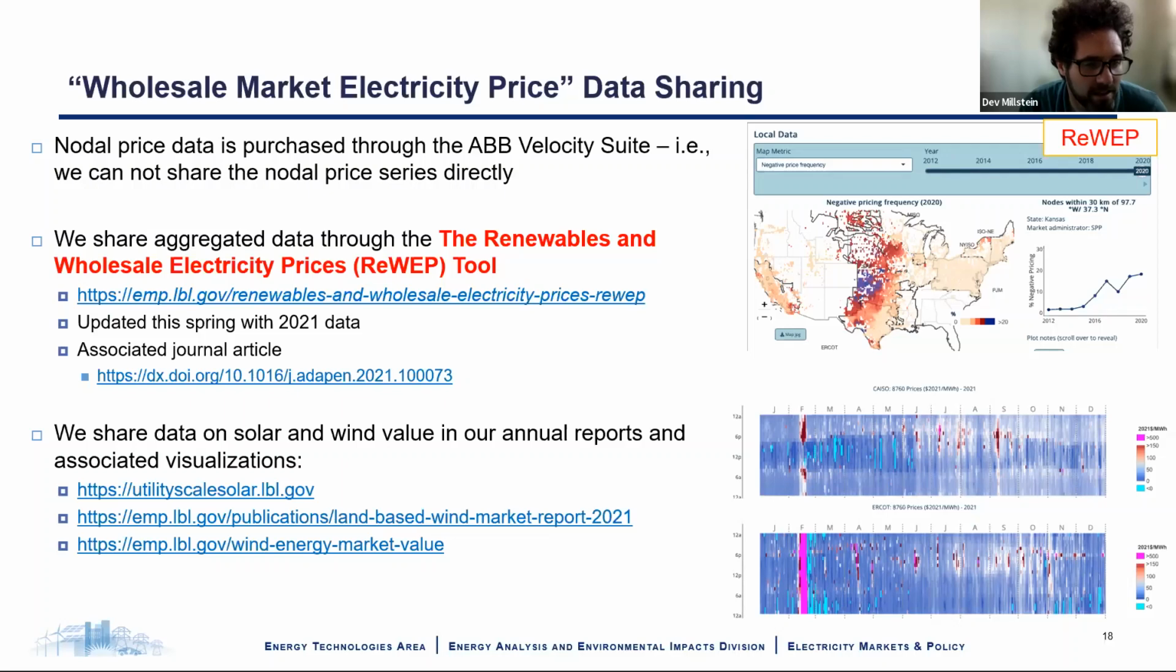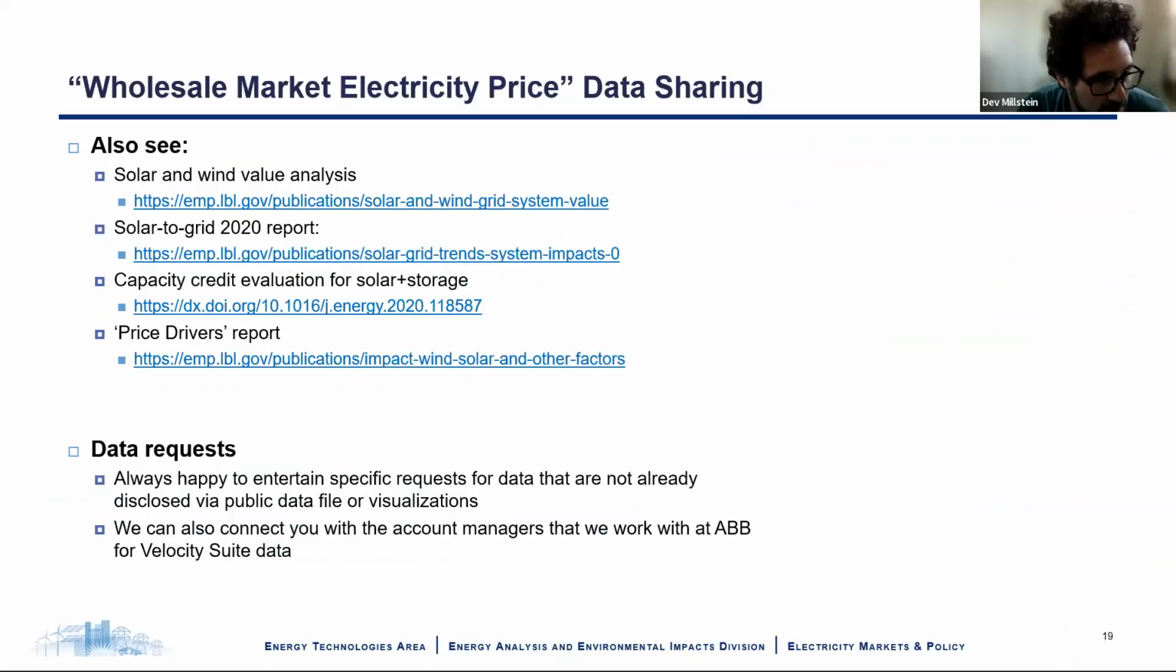And then if you go to the next slide, we have even more links to different value analyses focused on solar and wind and looking at capacity credit. This price drivers report at the bottom shows a longer assessment over time of how prices have changed and why. And we're always happy to entertain specific requests for data.